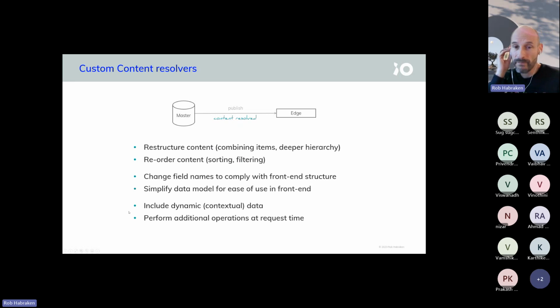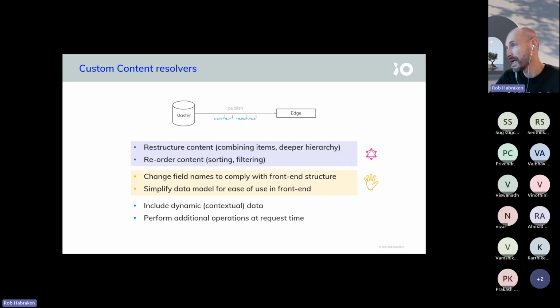So I have defined a few use cases, and with that, three categories, in which we used to actually create custom content resolvers. A few of those would still work, but I would advise against it, actually. So the first one is restructuring content by, for example, combining Sitecore items or creating a different hierarchy, or maybe reordering content like sorting and filtering. And you don't want to do that with a custom content resolver anymore. You have GraphQL for that.